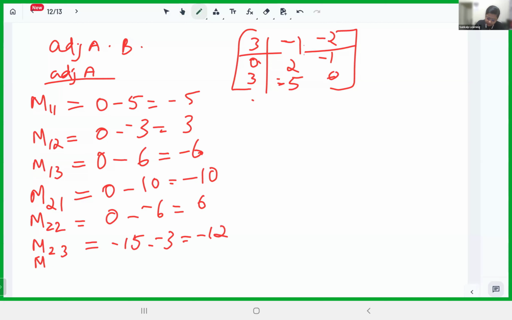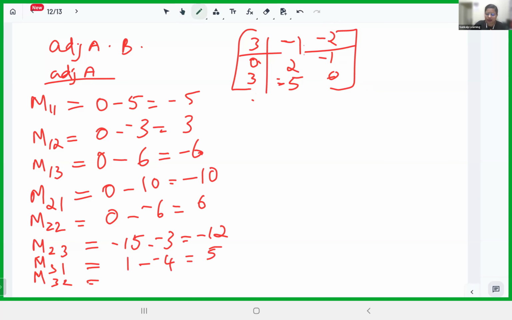Now, what about M31? M31 is this element, right? So this row and this column should be deleted. So what is remaining here? You have to find out this determinant. Minus 1 into minus 1 is 1 minus 2 into 2, that is equal to minus 4, that is equal to 5.